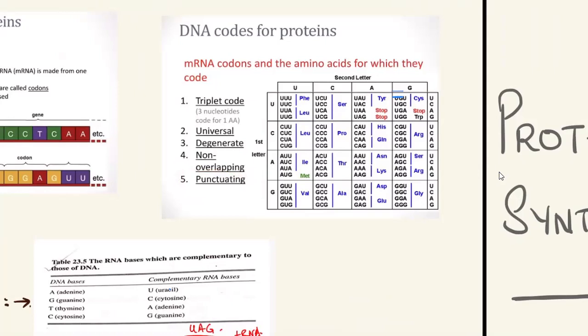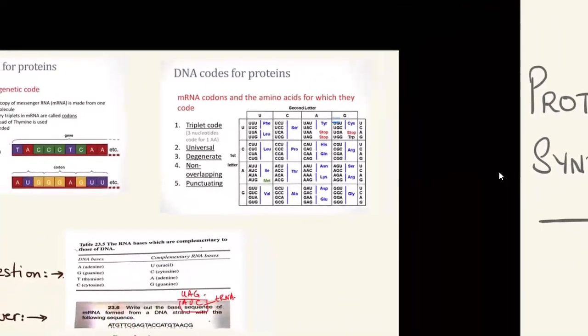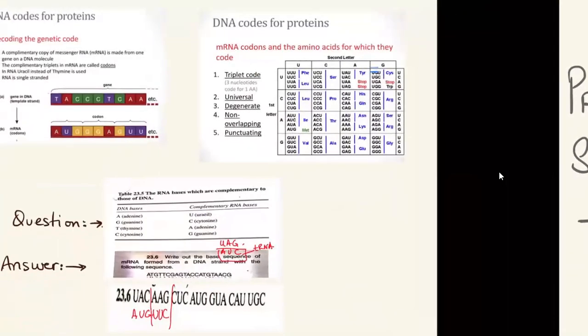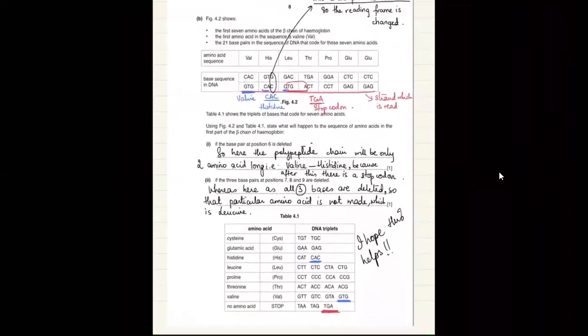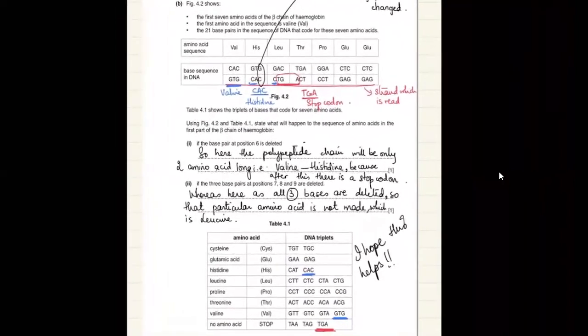Right? Acha, so let's go to this. Once again, the question. Now the next one. What will happen if the 3 base pairs at position 7, 8 and 9 are deleted? यानी 7 वाला base pair भी deleted, 8 वाला भी and 9 वाला भी.